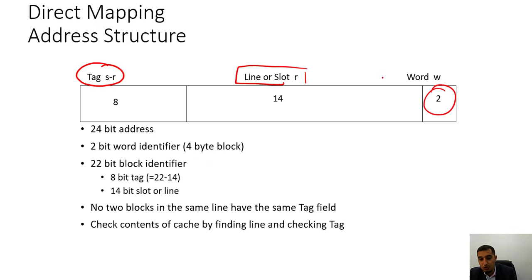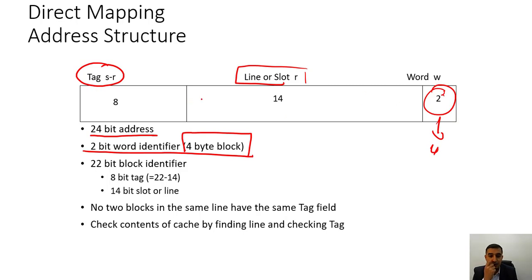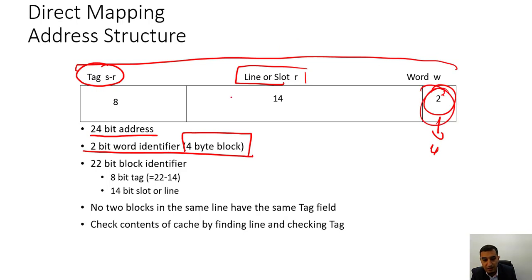When the word identifier is 2, it means this is divided into 4 blocks. So we have 24-bit addresses. 2 bits are for the identifier, which means we have a 4-byte block. Why 2? Because 2 to the power 2 is 4, which means this can be divided into 4. Then from the 24 bits, 2 are taken, so we are left with 22 bits. These 22 bits are the block identifier. The most significant bits are called the tag, and the least are the 14-bit slot or line.